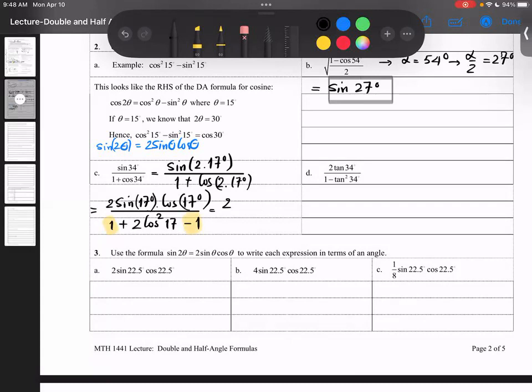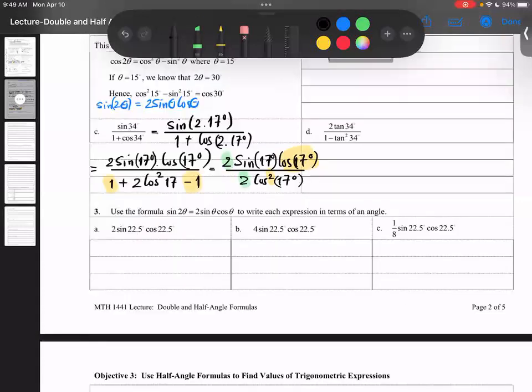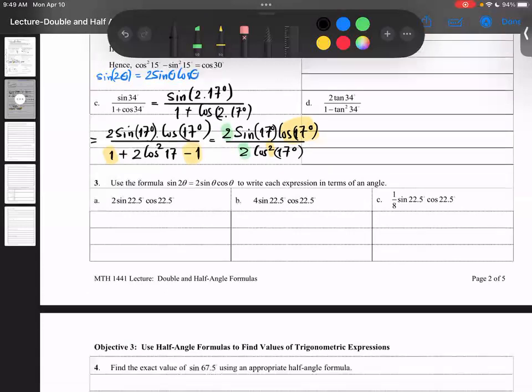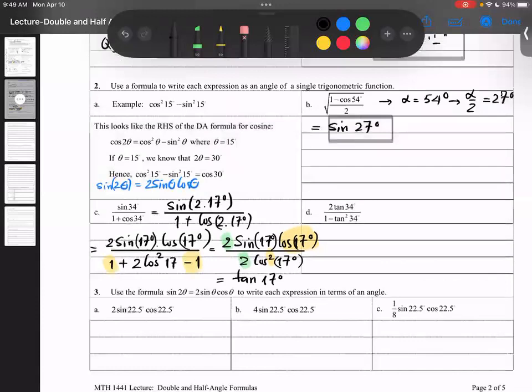Can I simplify now? Cosine 17 on the top, with one of them in the denominator, because I got two of them. I can also simplify the two. Sine of 17 over cosine 17 will be tangent 17. That's what they meant by a single trigonometric function.